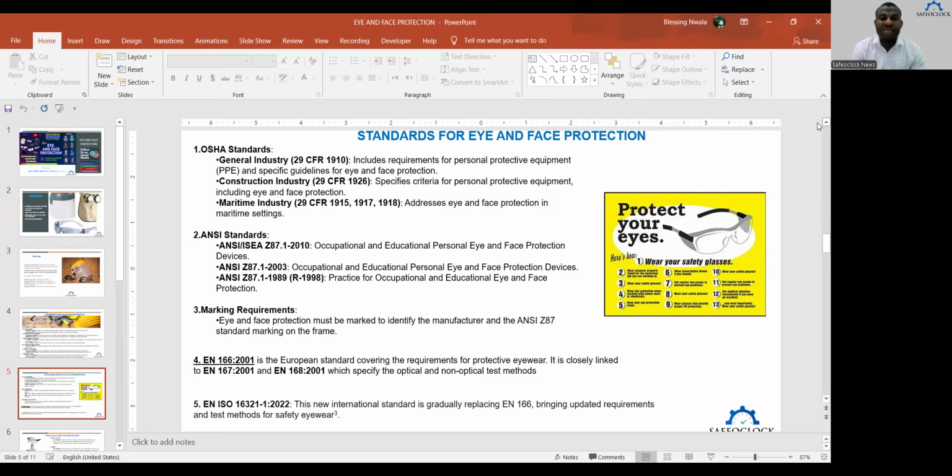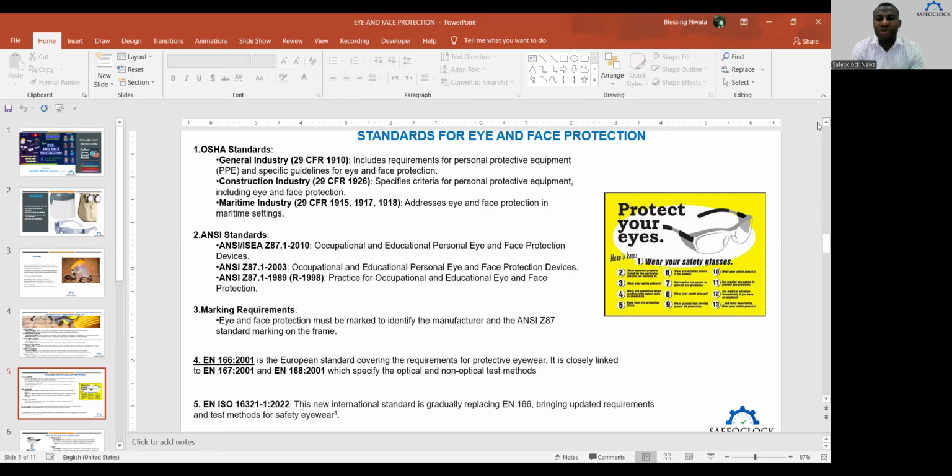This is where it specified the criteria for use of eye and face protection. In the maritime industry, this standard, 29 CFR, addresses eye and face protection in maritime settings. So for ANSI standards, we are looking at ANSI Z87.1-2010. This is for occupational and educational personal eye and face protection devices.